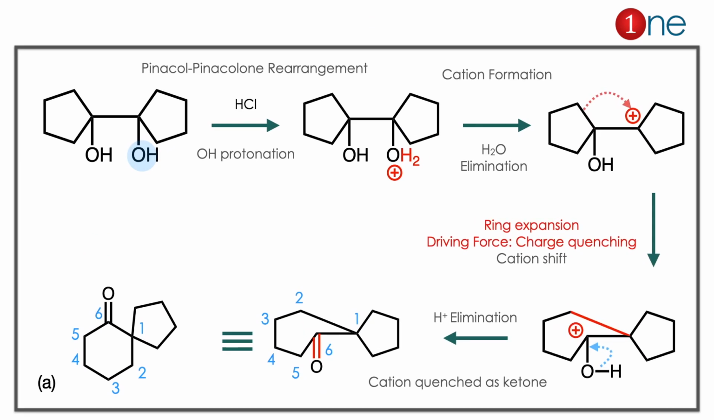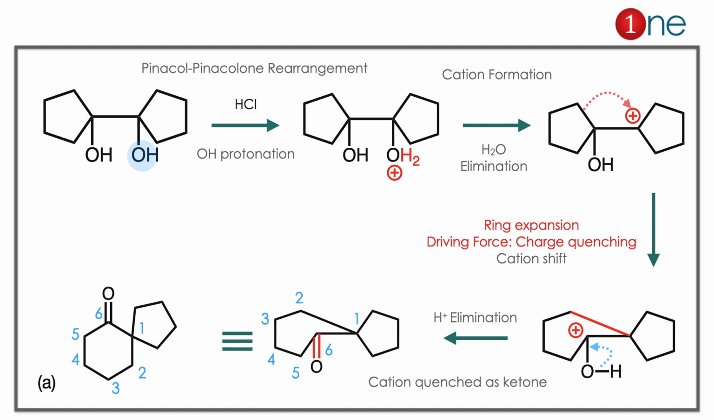The starting material is a diol. You are using the acid. It is called pinacol-pinacolone rearrangement. In the reaction, OH is protonated. It forms H2O as a cation, then H2O removal is there. You have cation formation. Now the cation has to be quenched. How will the cation be quenched?